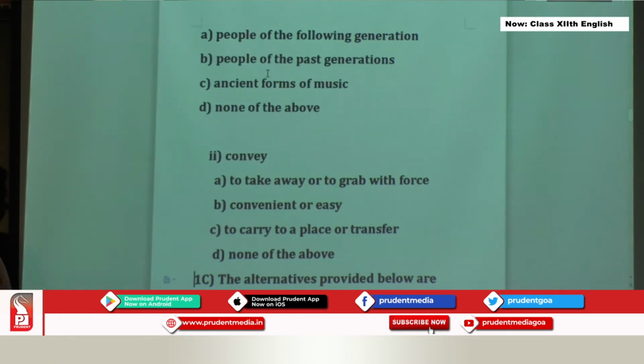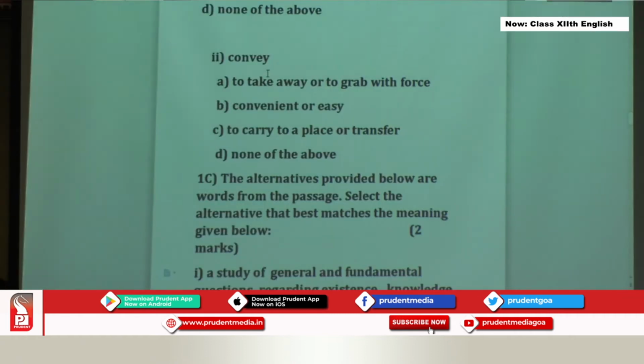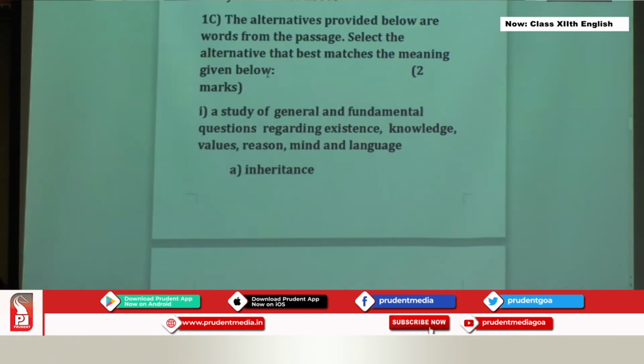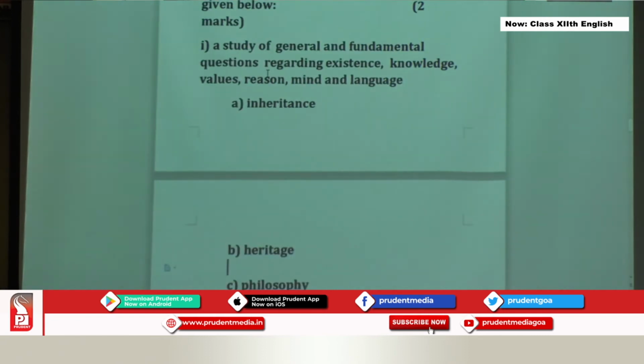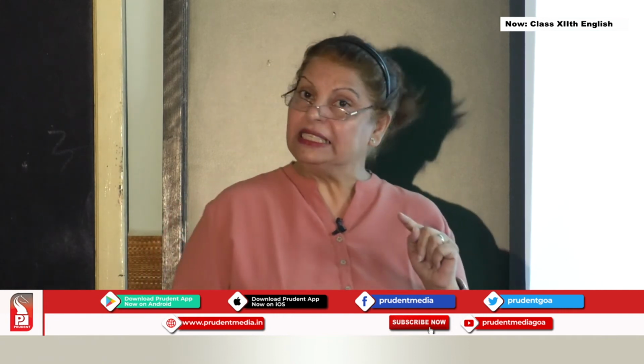Now, let's go to the 1C question. It reads like this. The alternatives provided below are words from the passage. Select the alternative that best matches the meaning given below. So, the alternatives are 4 words from the passage. It's up to you, and this is where, as I told you, your vocabulary is being tested.